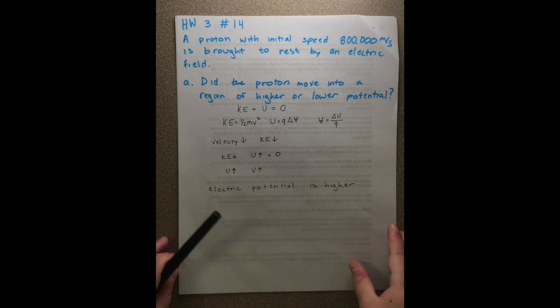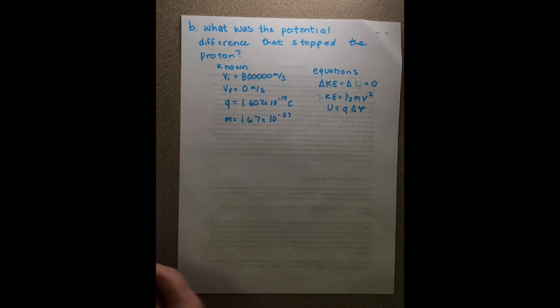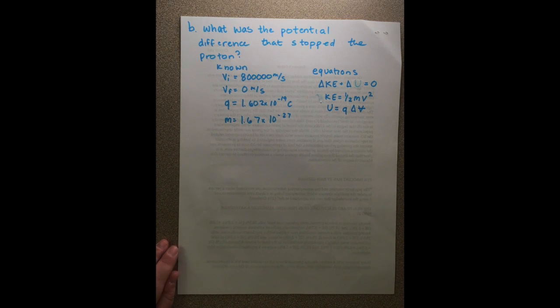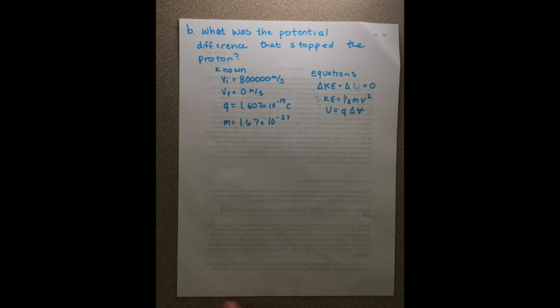I wrote part B on a separate piece of paper because we're going to need a little more room. Part B asks, what was the potential difference that stopped the proton? I've also written out this list of knowns and equations from the problem, just so that it's a little simpler and we don't have to waste time doing that.